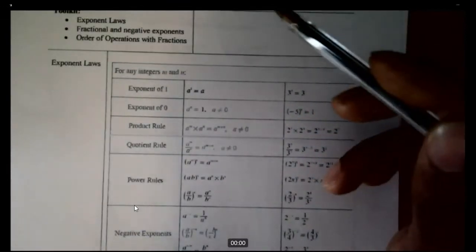Toolkit, exponent laws. So hopefully we reviewed it. We're going to review it again down here. Fractional and negative exponents. We've talked about that. Hopefully you understand how to do that. Order of operations with fractions. So remember, BEDMAS applies to fractions as well. So let's quickly review the exponent laws.